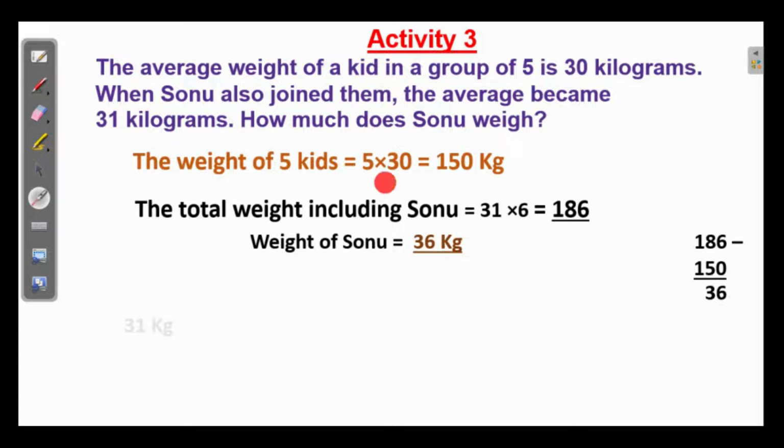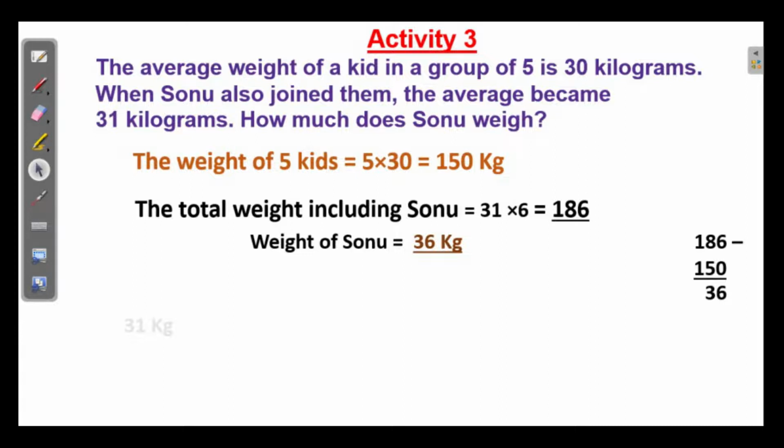The weight of 5 kids is equal to 5 into 30, 150 kilogram. The total weight including Sonu is one more, so 31 into 6 is equal to 186. Weight of Sonu is 186 minus 150, which is equal to 36 kilogram.